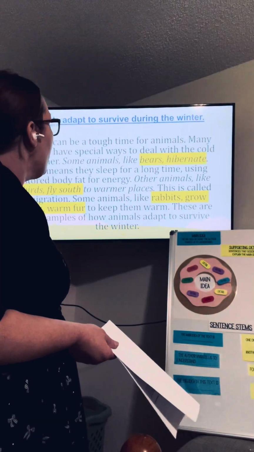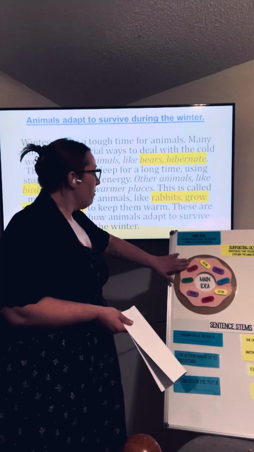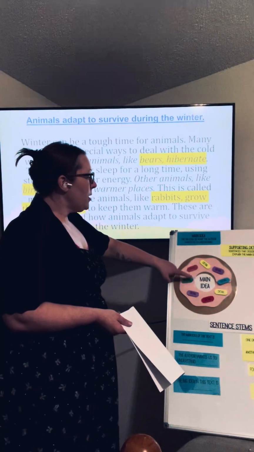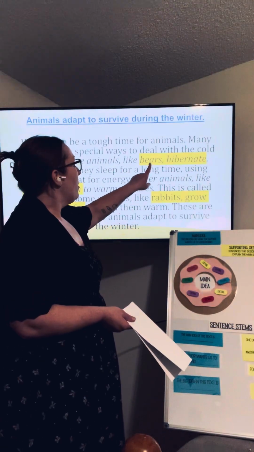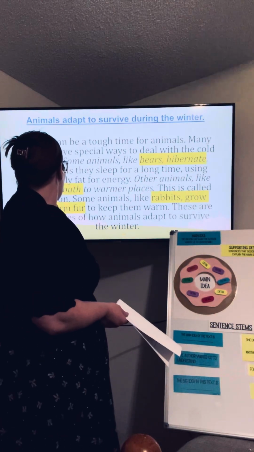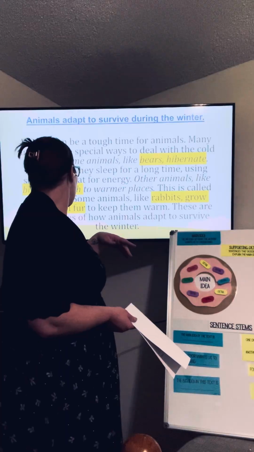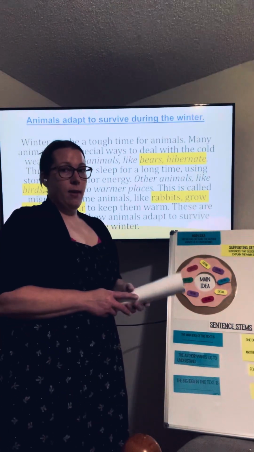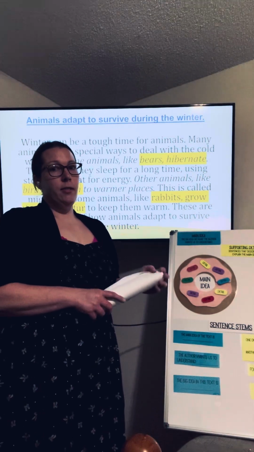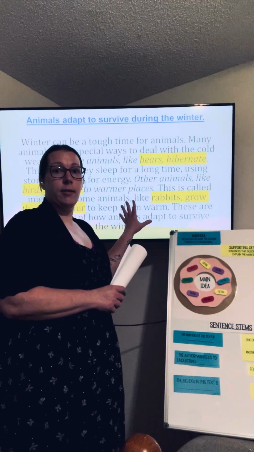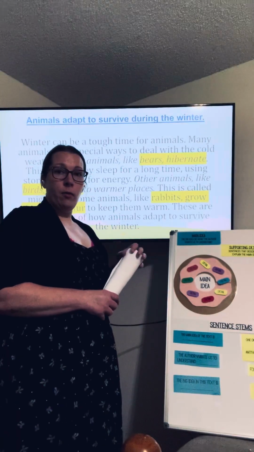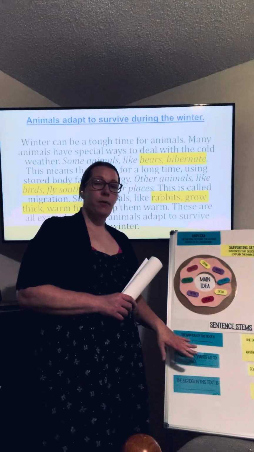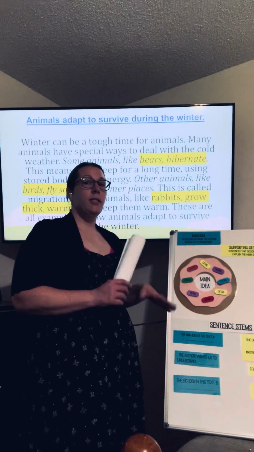So this is my donut. Animals adapt to survive during the winter. And then some of my sprinkles are: bears hibernate, birds migrate, rabbits grow warm fur. If I wanted to explain this to you and you hadn't read this, I would write my own sentences. We have some sentence starters here if you get stuck and need a way to explain this.